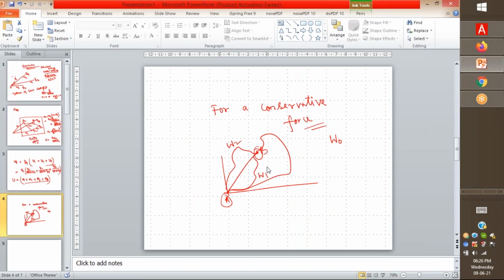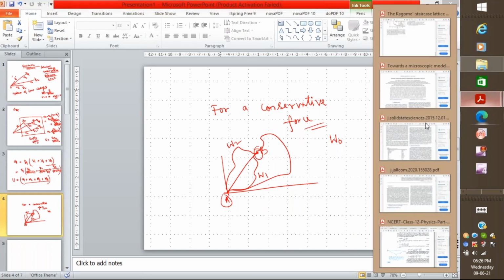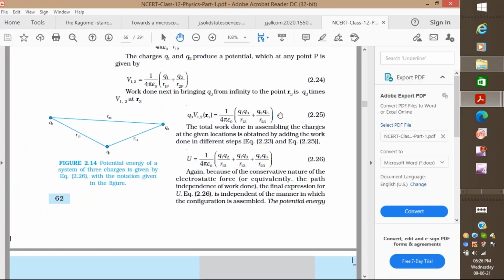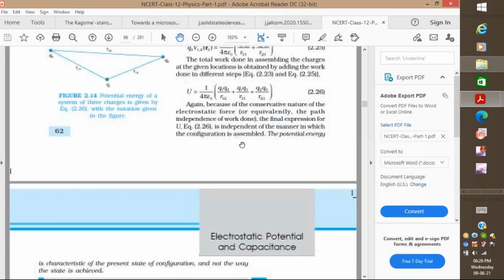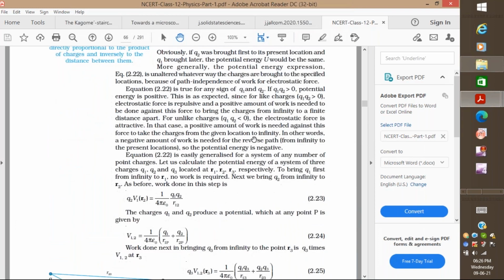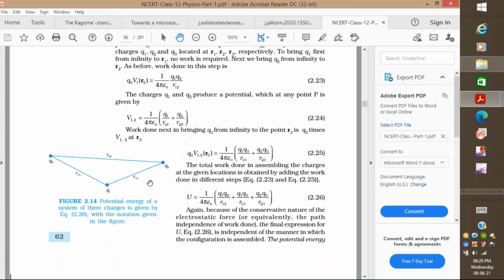Okay, now see here, for three charges it is written. You can just look at your book, so you read and then you can understand again. And one more thing I just wanted to say: in our convention, all the charges are positive, but if I had taken a positive and negative mixture, then also the potential energy will be either positive or negative. That depends on the charge.